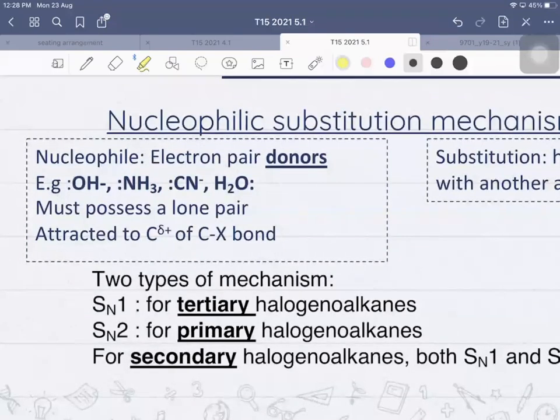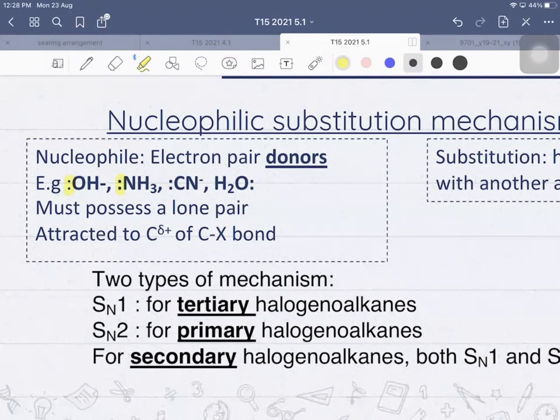These are some examples. OH minus, the hydroxide ion, is a nucleophile and the lone pair of electrons comes from the oxygen atom. Ammonia, which is neutral, can also act as a nucleophile because there is a lone pair on the nitrogen, not the hydrogen. Okay, this one you already know, you have learned in topic 3.